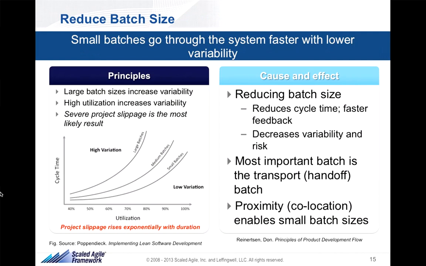I included this one slide from some of our lean training because the curve on the lower left is a really valuable curve. What that curve says, and that's from Poppendieck's work, by the way, is that the larger the batch size, and the higher the utilization of the system that is addressing that batch size, the higher the variability in result. Large batch sizes increase variability, and high utilization increases variability, and the result naturally is severe project slippage. In other words, it's the most likely result.